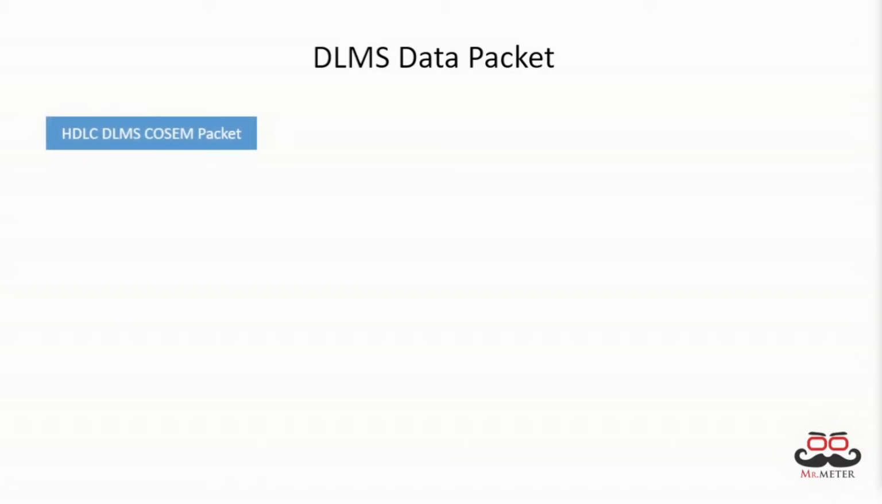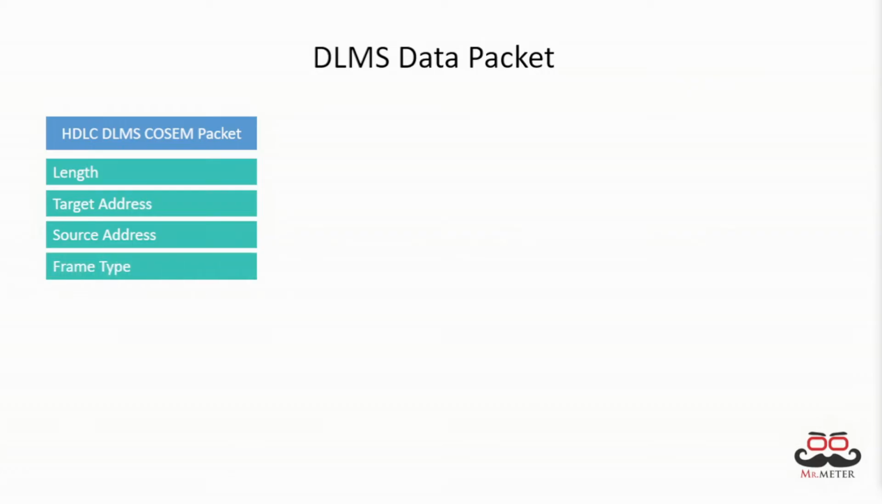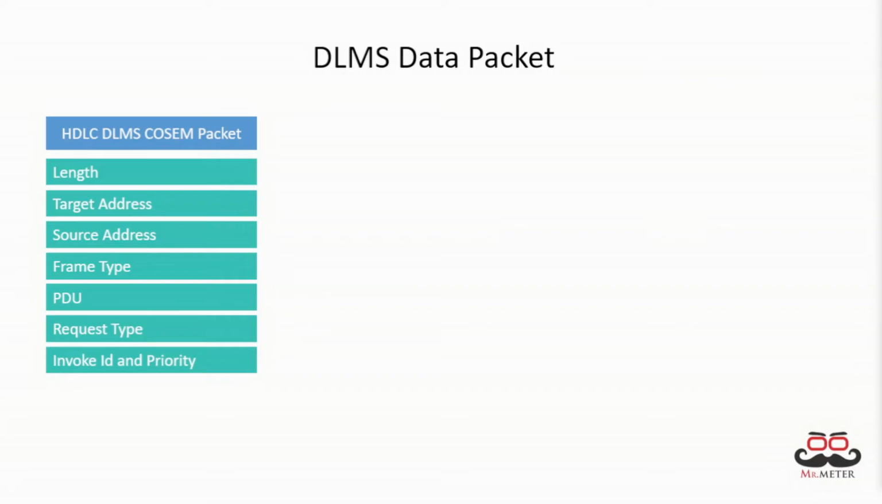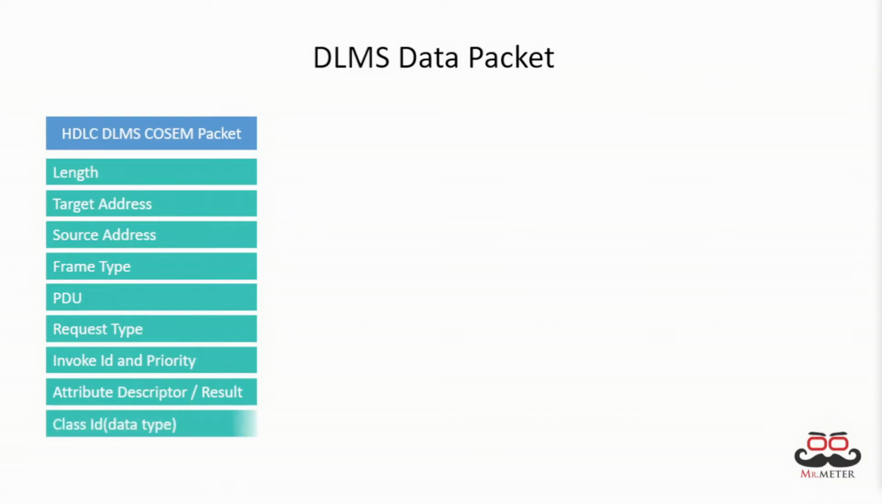On each HDLC packet, the data for the DLMS COSEM communication is transmitted. The data includes length, target address, source address, frame type, PDU, request type, invoke ID and priority, attribute descriptor or result, class ID or data type, and attribute ID.